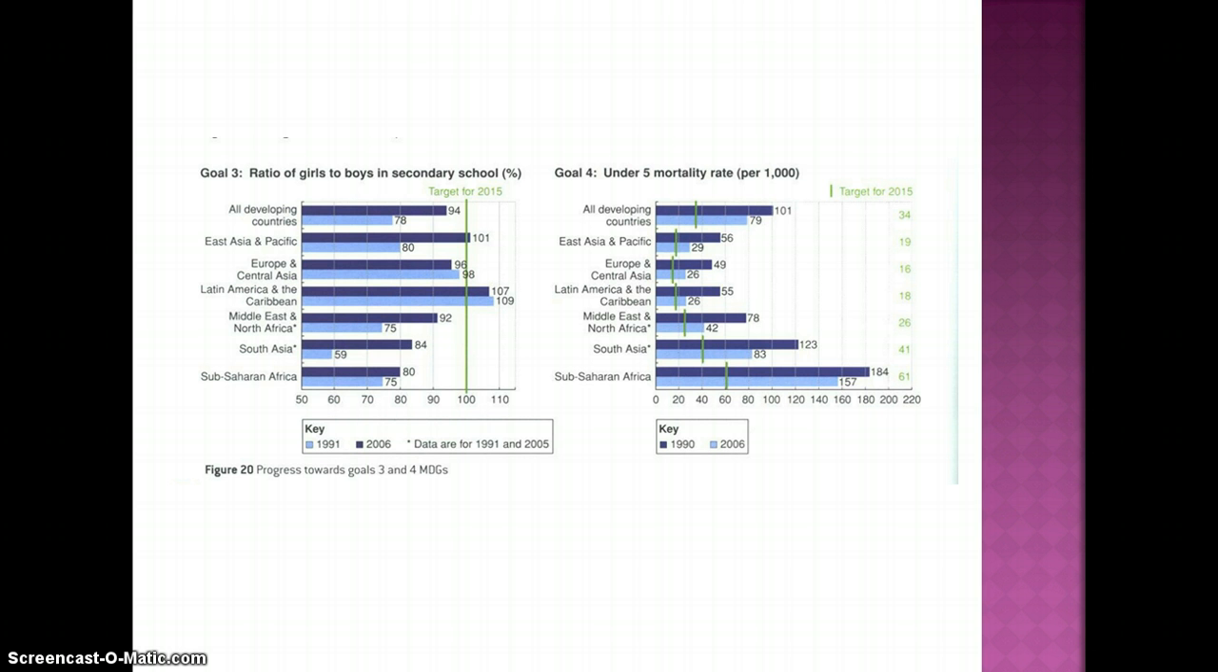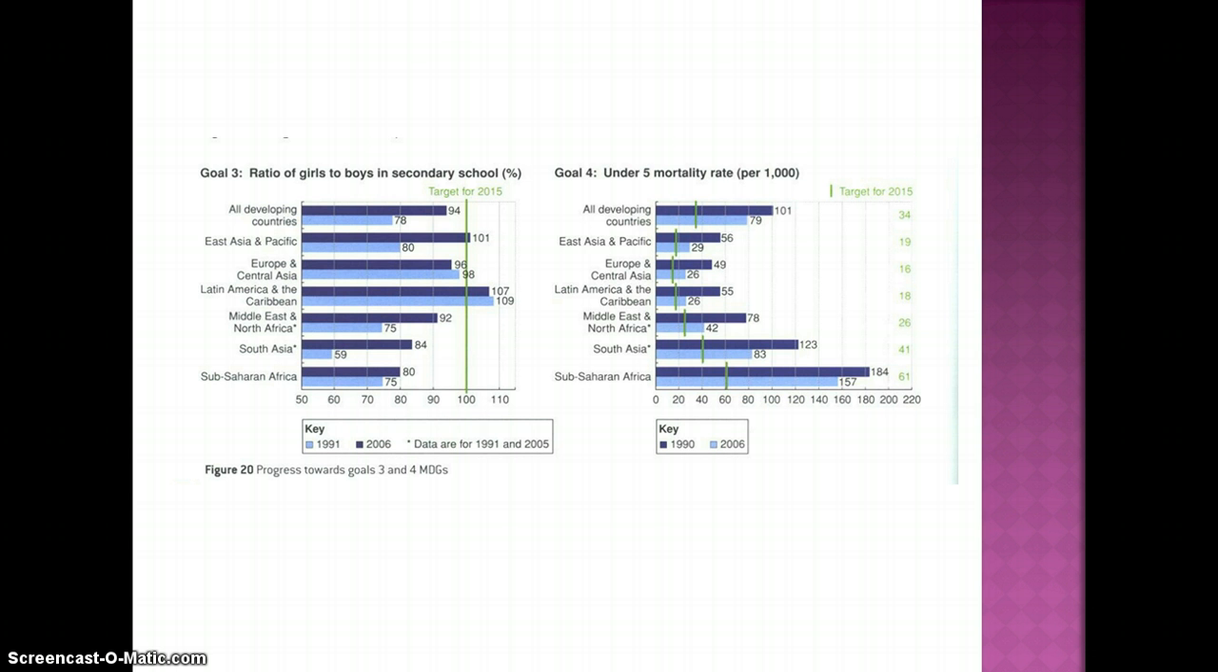So East Asia and Pacific have exceeded the target for 2015 by the year 2006. Europe, not quite achieving it there. In fact, it says Europe and Central Asia is actually worse than it was in 1991. Latin America and the Caribbean have exceeded the target. The Middle East and North Africa are well on their way to achieving it. South Asia has increased and Sub-Saharan Africa has also increased.